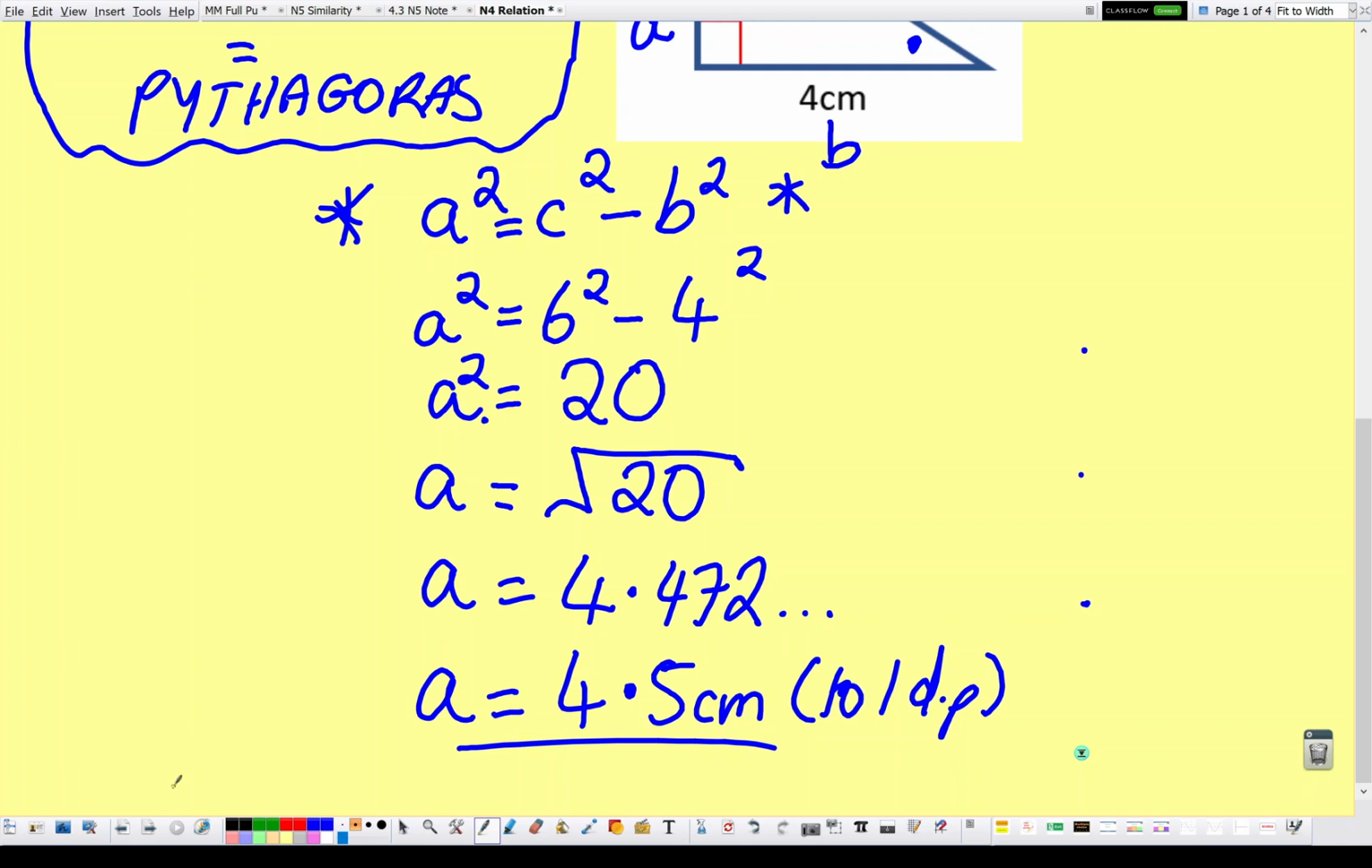Right. Next question then. Or does anyone have any questions about any of those 3? The straight line equation, Pythagoras? No? Okay.